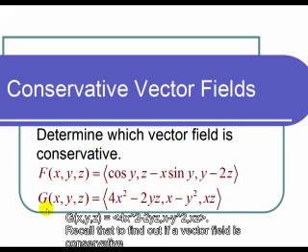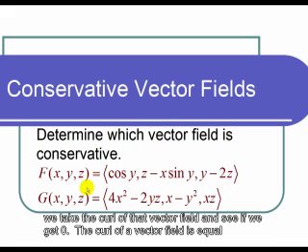And g of x, y, z is equal to 4x squared minus 2yz, comma x minus y squared, comma xz. So recall that to find out if a vector field is conservative, we take the curl of that vector field and see if we get 0.